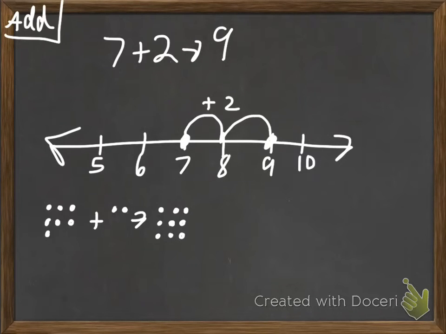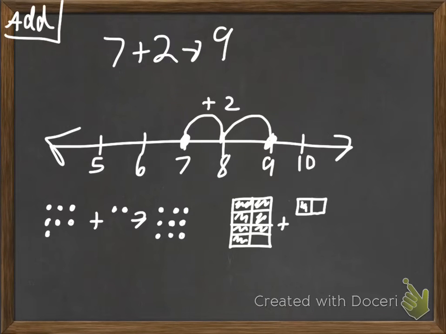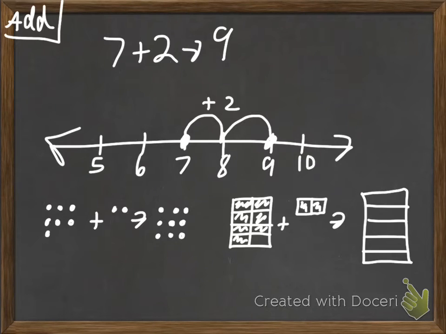Or let's say we're using boxes. So we have boxes. So we got 7 boxes here that are filled in. We're going to add 2 more boxes. So when we add those 2 more boxes, it would look like that. We have 9 filled in boxes.